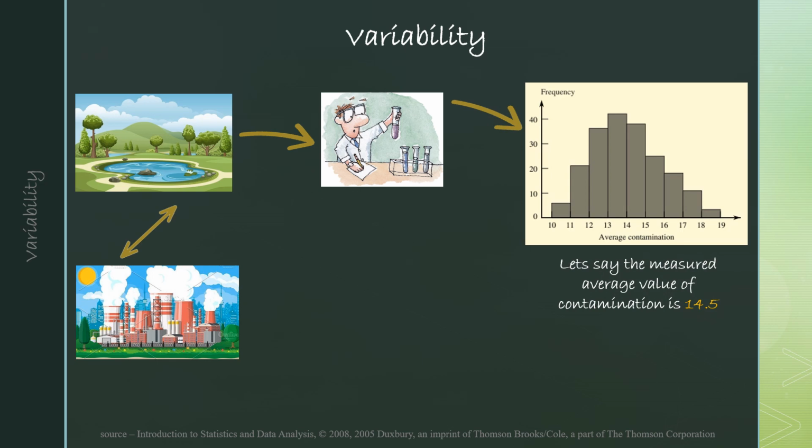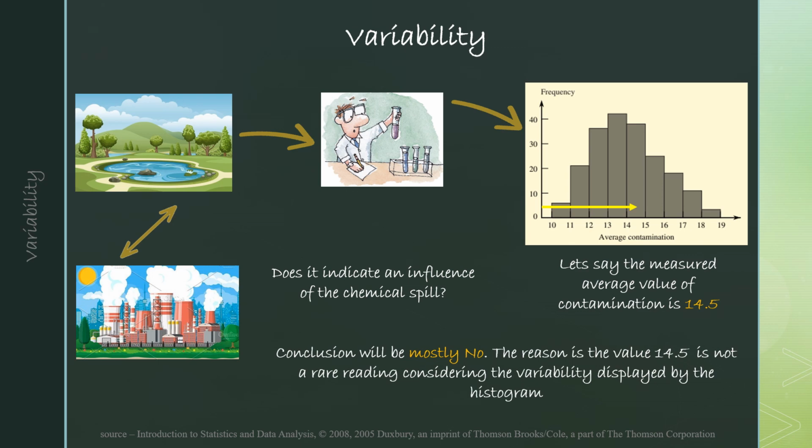Let's say the measured average value of the contamination is 14.5. Does it indicate an influence of the chemical spill? Conclusion will be mostly no. The reason is the value 14.5 is not a rare reading considering the variability displayed by the histogram.